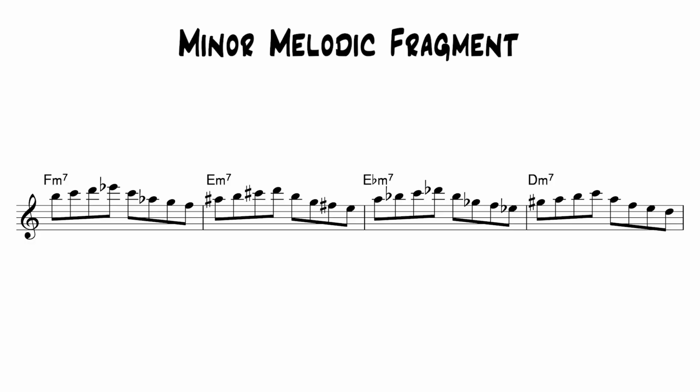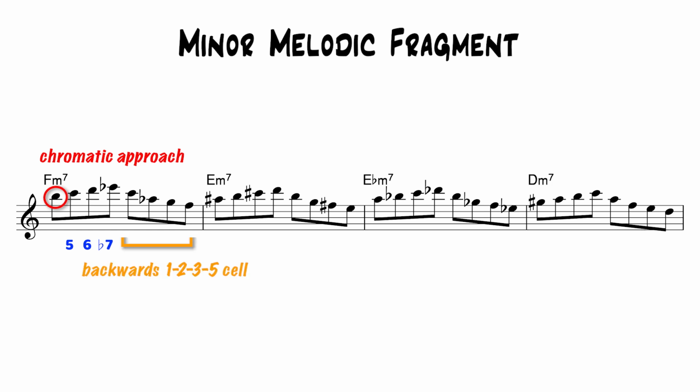So what's going on here? This is a common figure played in jazz solos. We start with a chromatic approach tone that targets the fifth of a minor 7 chord, then walk up to the flat 7th. Then we play a backwards 1, 2, 3, 5 cell. And to really cement it in our ears and fingers, we play it in all 12 keys by walking down half steps. Let's hear it all one more time.